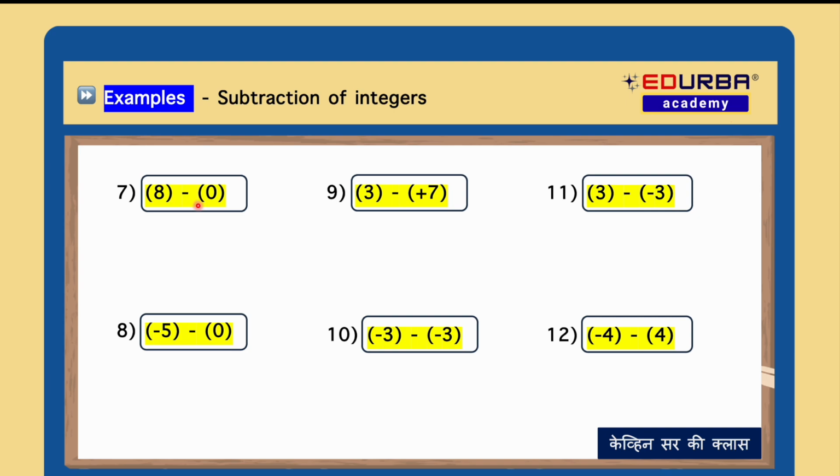Here we have 8 minus 0. Again, we can write plus 8. This minus becomes plus and 0. So this 0 we can ignore. The answer is going to be plus 8.